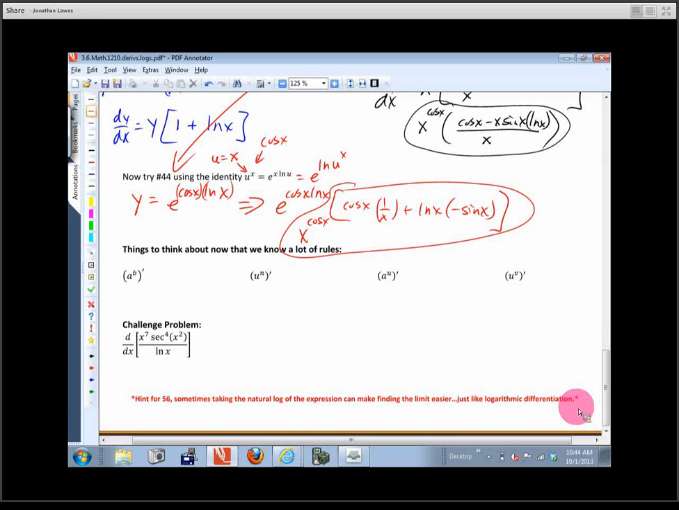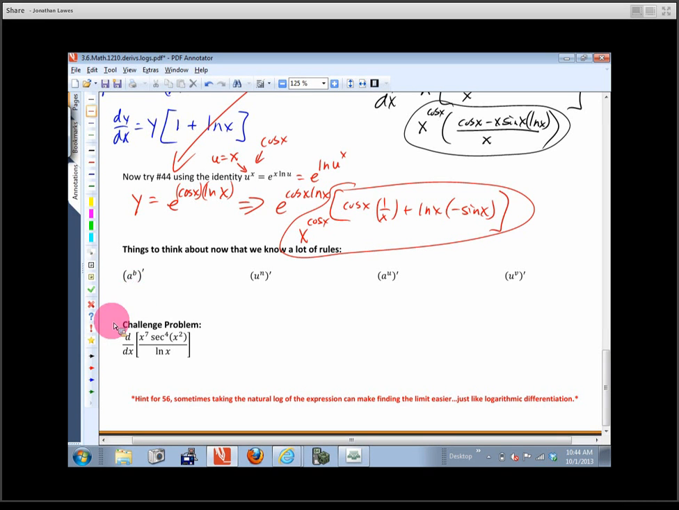Okay, let's take a look at this last little bit. Again, a hint for number 56. Sometimes taking the natural log of the expression can make finding the limit a little bit easier, just like logarithmic differentiation like we've been showing here. And I want to take a look at each one of these. Take a good look. This is just to check and see if you're paying attention here.